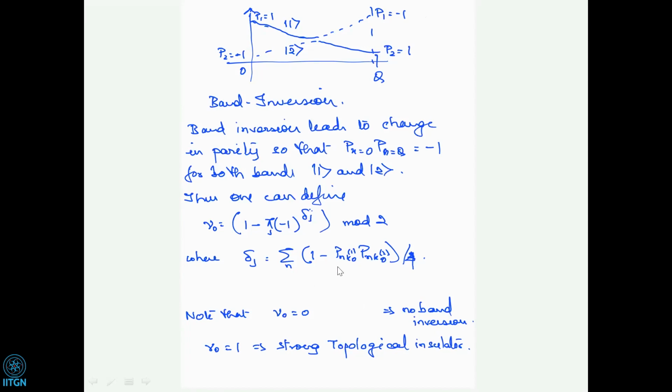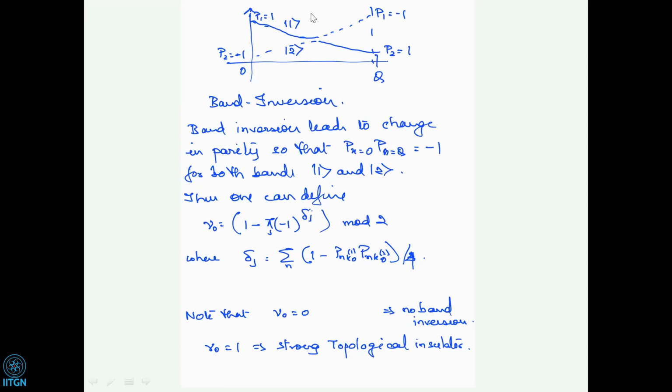So now you can define a topological index, something like this, where I can define this delta J, which is this quantity 1 minus... So I sum over all such n's, that is, sum over all such Qn's. This n corresponds to the different reciprocal lattice vectors, and I take the product of P out here at 0, and then out here at Q.